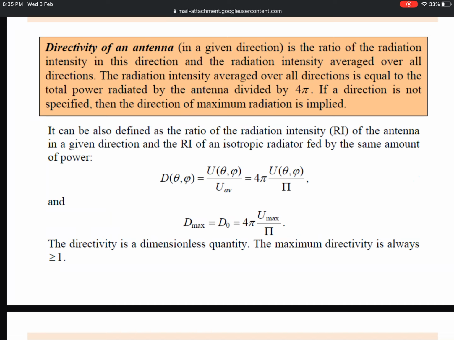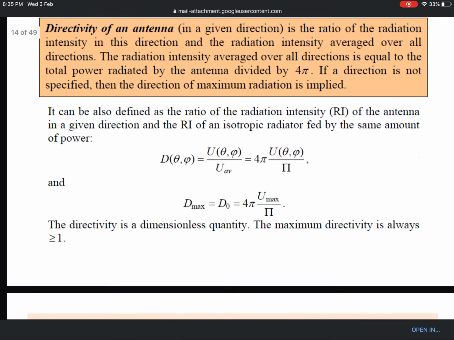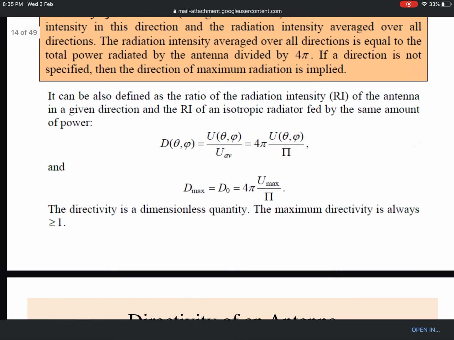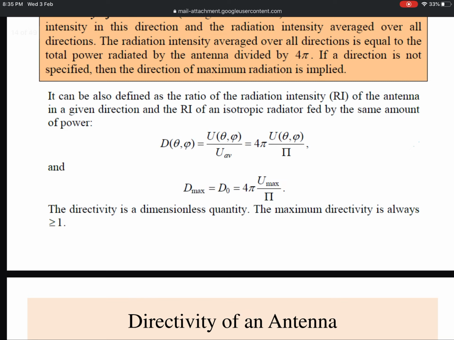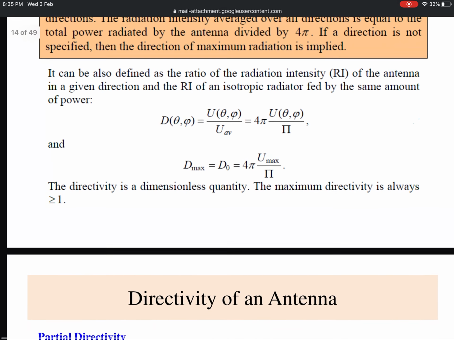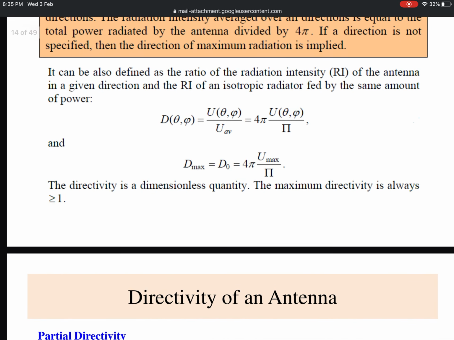We will get it where U theta phi is maximum, because your denominator is actually a constant quantity. So depending on the directivity maximum position, we will obviously get where your radiation intensity is maximum. So the maximum directivity is at the position where U theta phi is equal to U max. The directivity is a dimensionless quantity, and that's how we can define it.